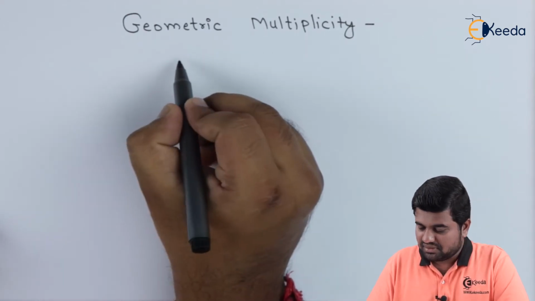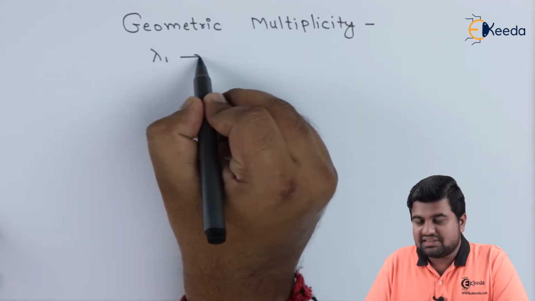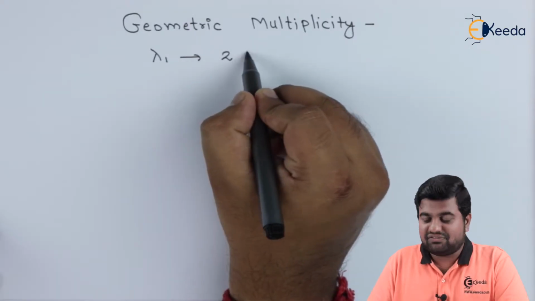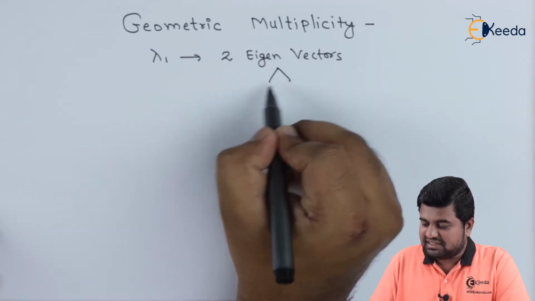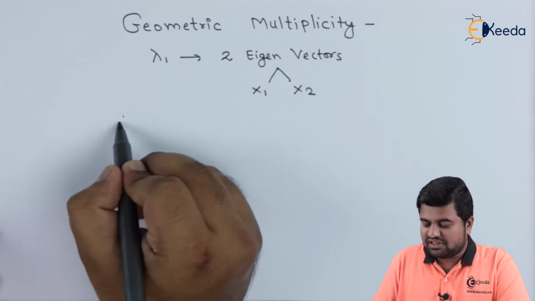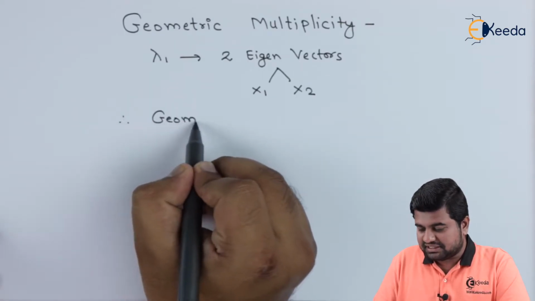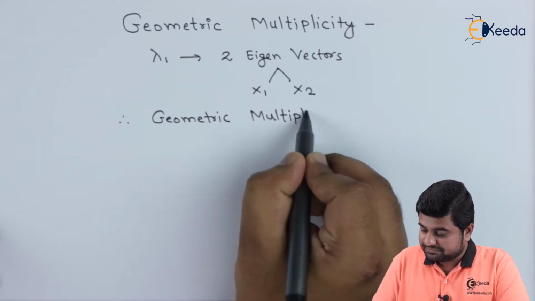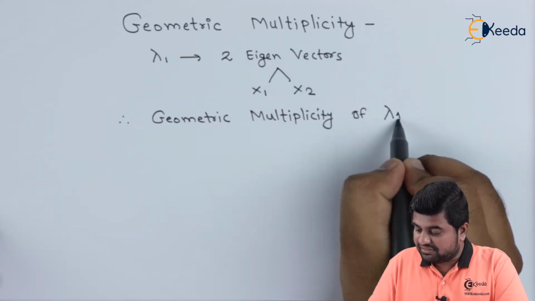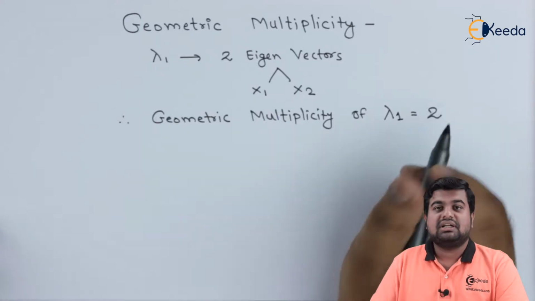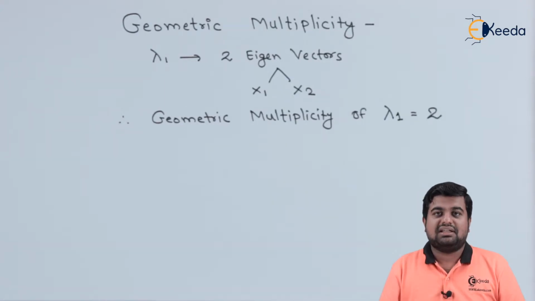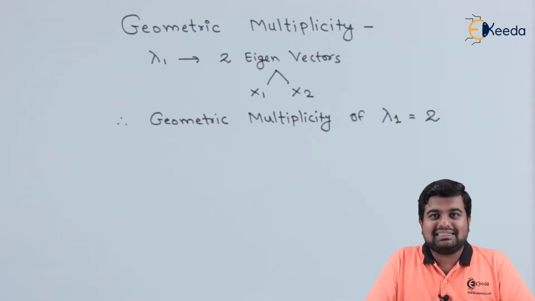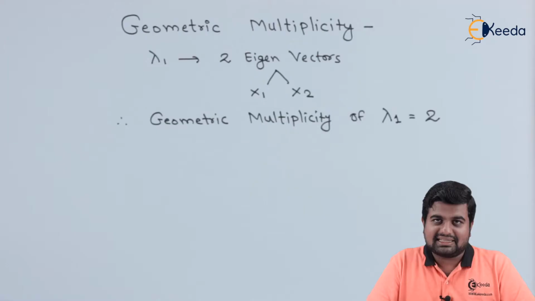Suppose lambda 1 is giving birth to 2 eigenvectors, that is x1 and x2. Therefore we say the geometric multiplicity of lambda 1 is equal to 2. That is, it can give birth to two eigenvectors which are linearly independent. So let us understand algebraic multiplicity and geometric multiplicity by taking one particular example.